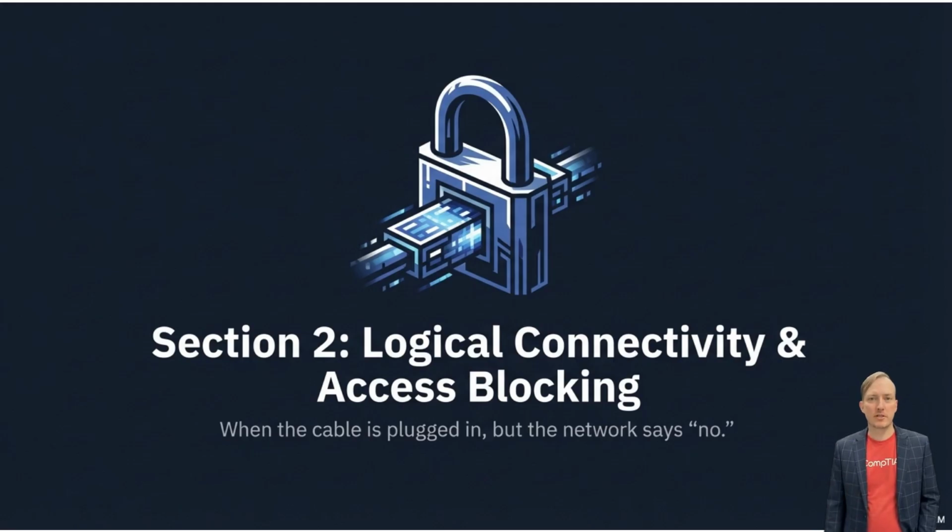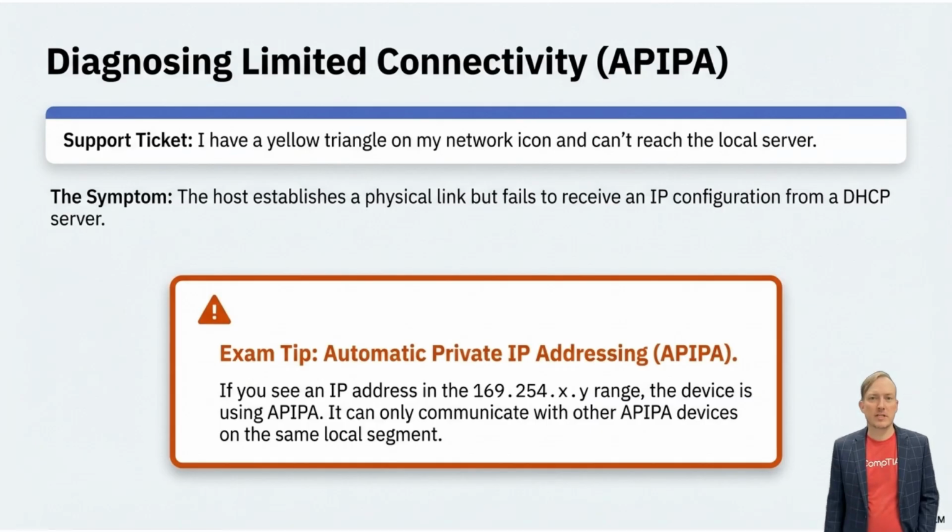Section 2 brings us to logical connectivity and access blocking. This is what happens when the cable is securely plugged in, but the network still says no. If a user reports a yellow triangle on their network icon and can't reach the local server, they have limited connectivity. The host establishes a physical link, but fails to receive an IP configuration from a DHCP server.